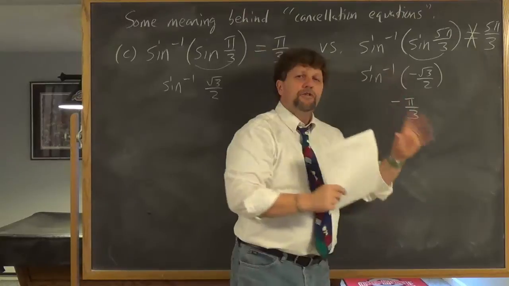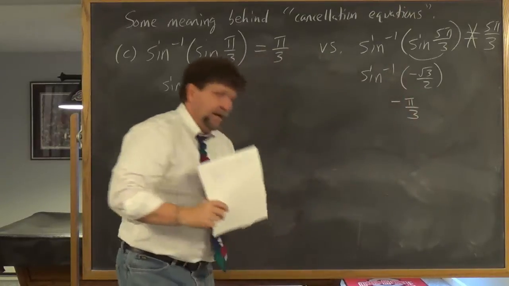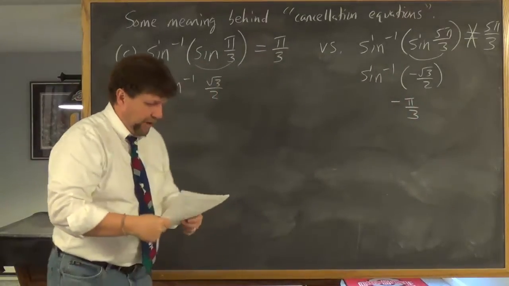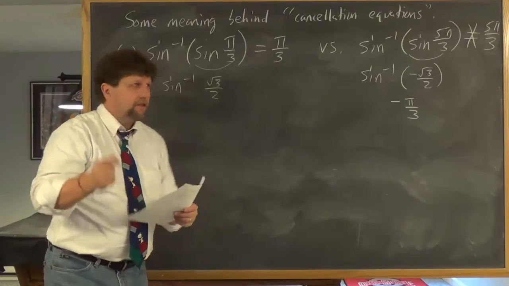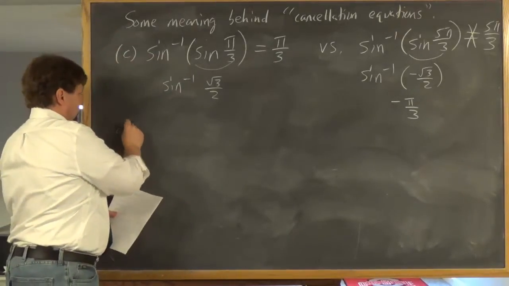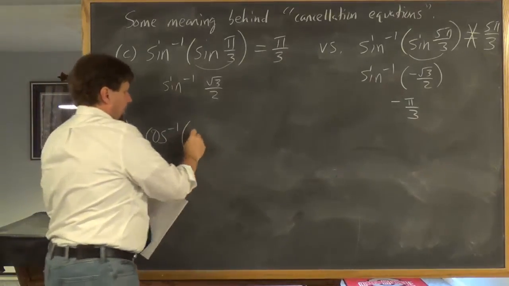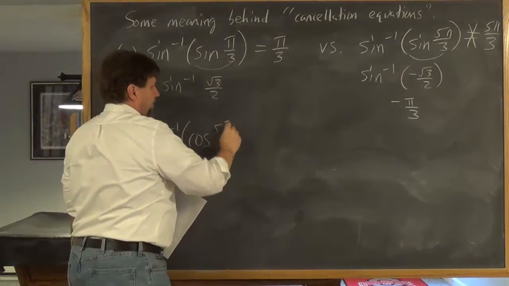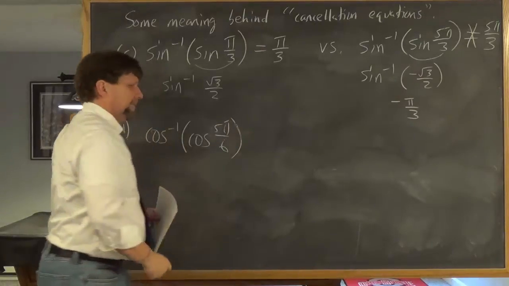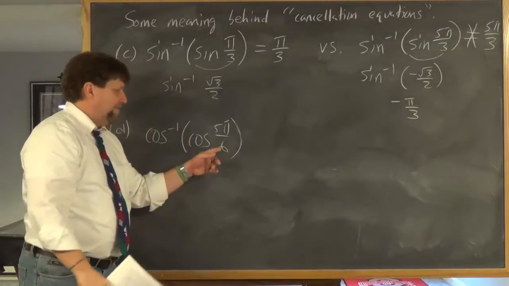So be careful in trying to use or to apply these cancellation equations. Let's do one more. Inverse cosine of cosine 5 pi over 6. So here we are, 5 pi over 6.